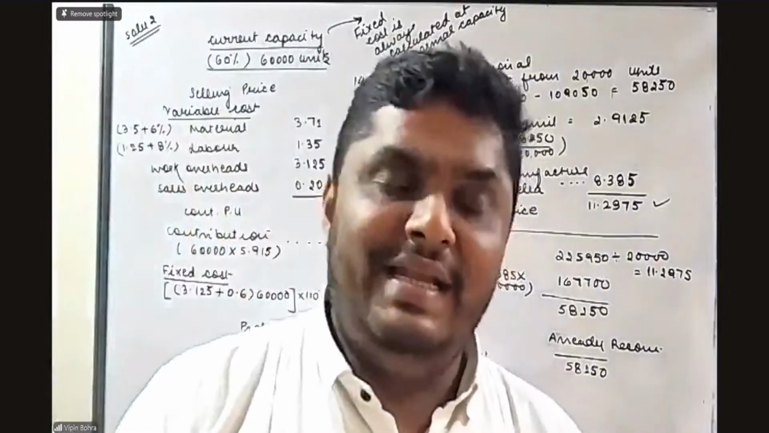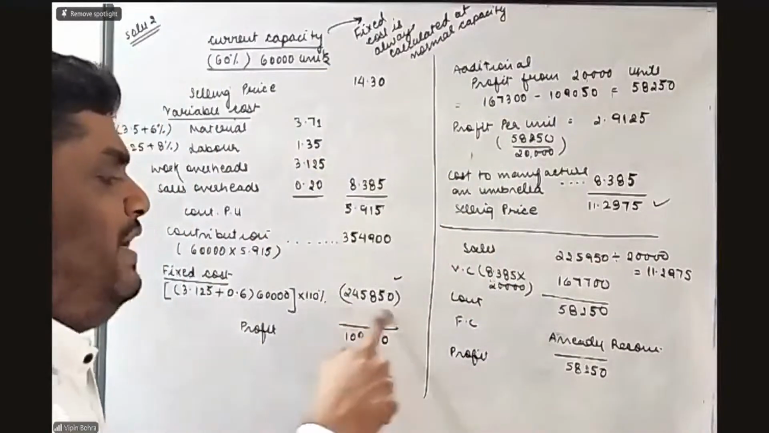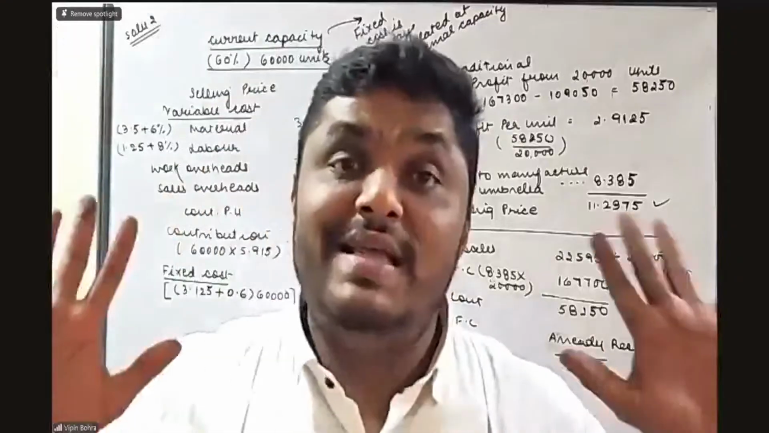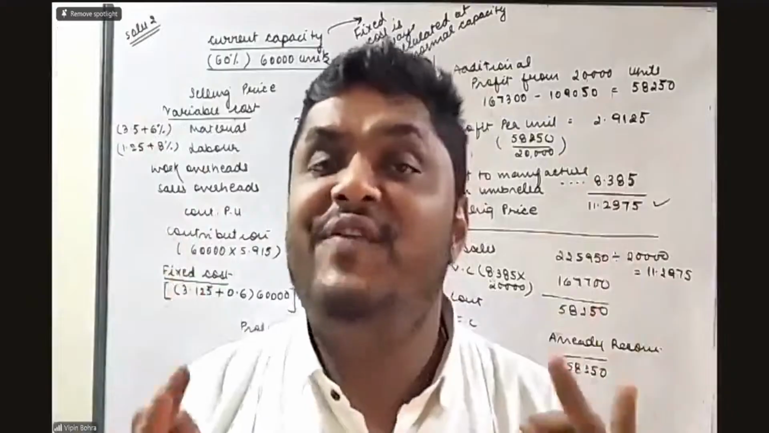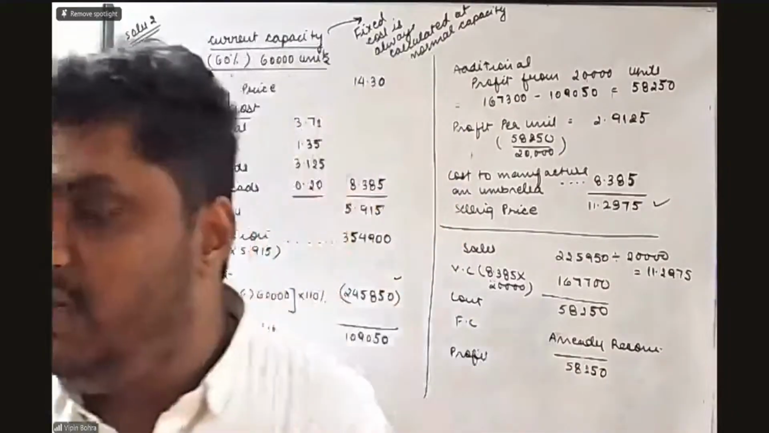Fixed cost in aggregate, the total fixed cost, is how much? 245,850. So this is the total fixed cost. Irrespective of the units manufactured, this fixed cost will be the same, Mr. Mujahid.